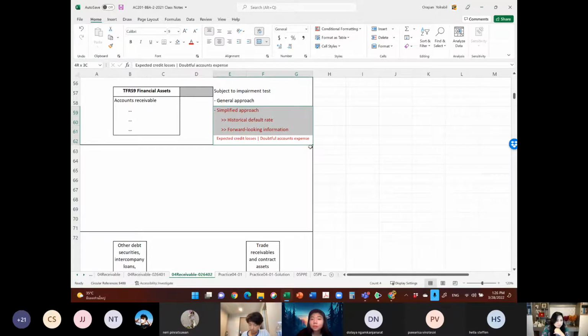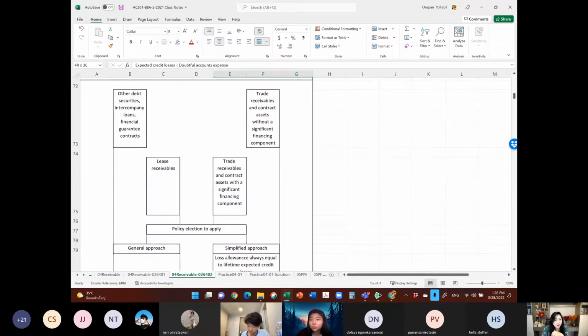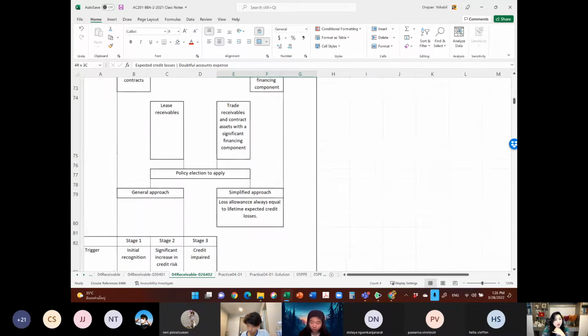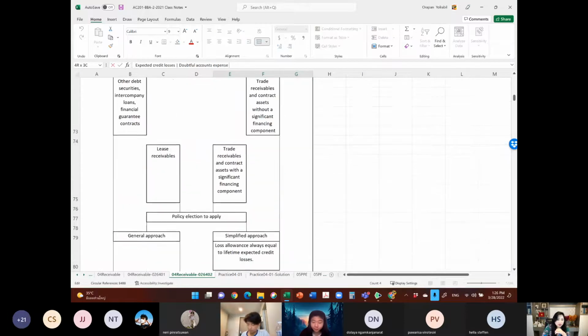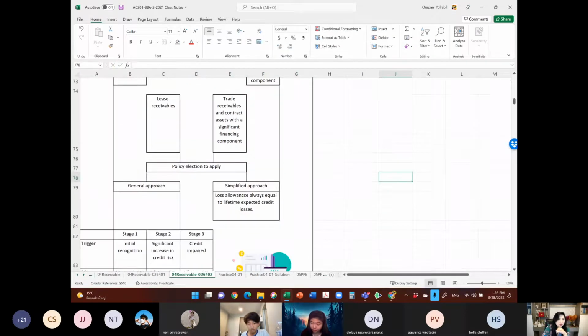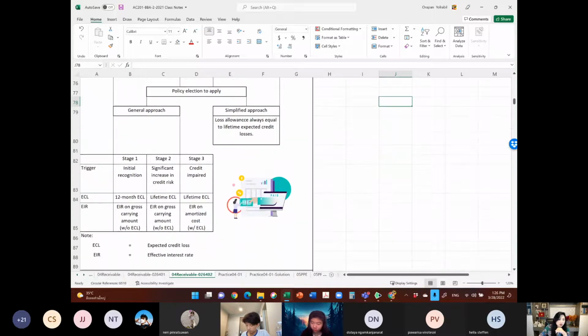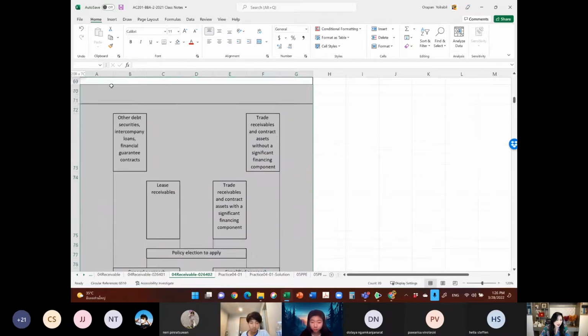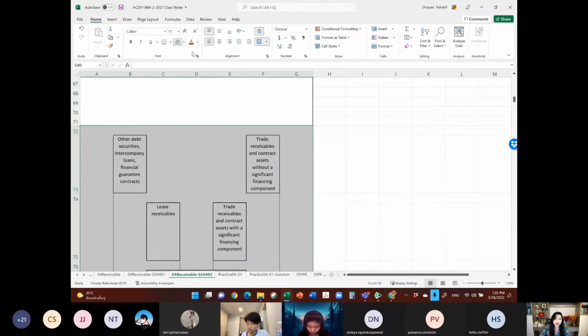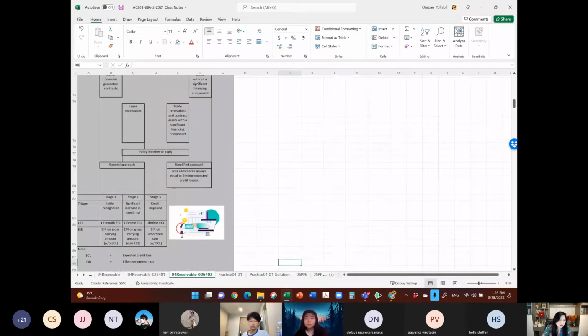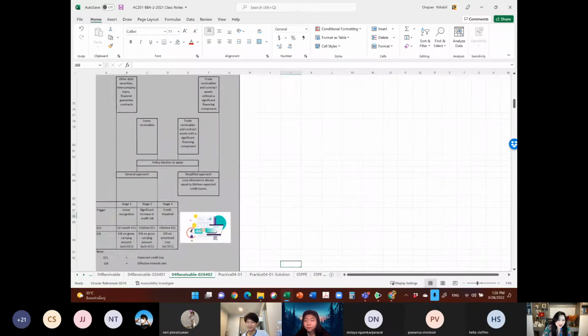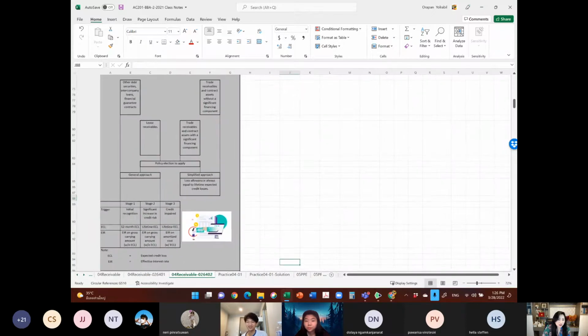All right, now let's move along. Like I said, there is a general approach, and also a simplified approach. You get to learn this in great detail if you are an accounting student, which I don't think you are, right?